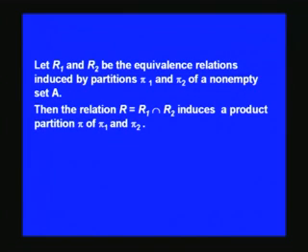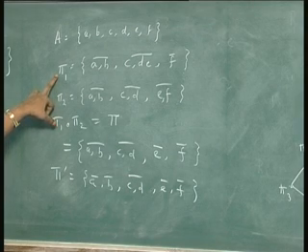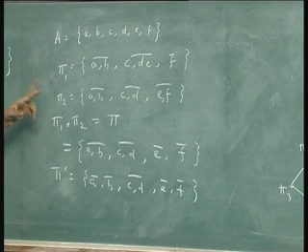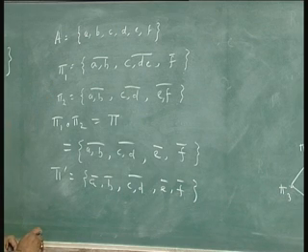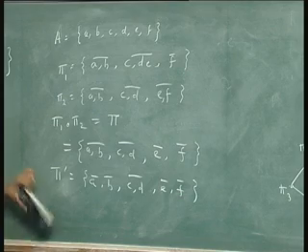Now, what is the connection between this and the equivalence classes represented by them? Let R1 and R2 be the equivalence relations induced by the partitions pi 1 and pi 2 of a non-empty set A. Then the relation R equal to R1 intersection R2 induces a product partition pi of pi 1 and pi 2. So, if this induces an equivalence relation, that equivalence relation will have three components. What are the components here?